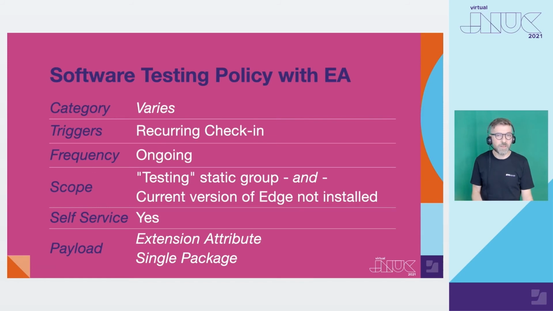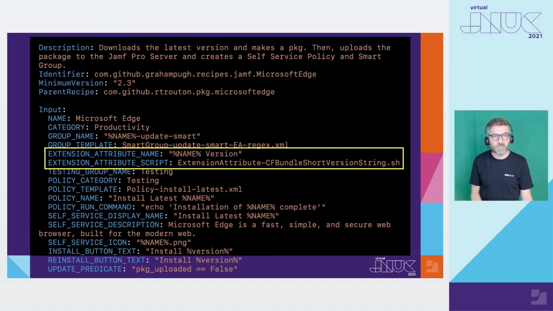Another example, we might need an extension attribute to define the scope. For example, if the version string being determined by AutoPkg is different to the one being collected by Jamf's inventory. In this recipe for Microsoft Edge, we've added keys for an extension attribute script called extension-attribute-CFBundleShortVersionString.sh. There is a key for the name we want the EA to have in Jamf Pro and a key for the path to the script itself. The second key is only necessary if we want to automate the upload of the EA script rather than manually add it in the Jamf console beforehand.